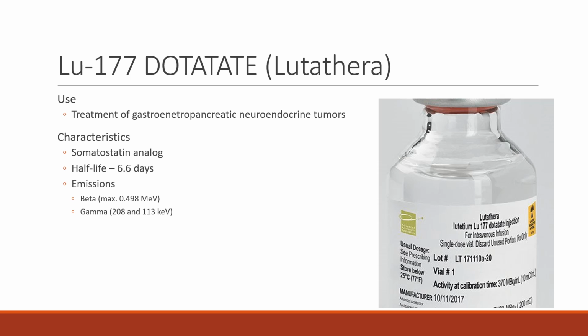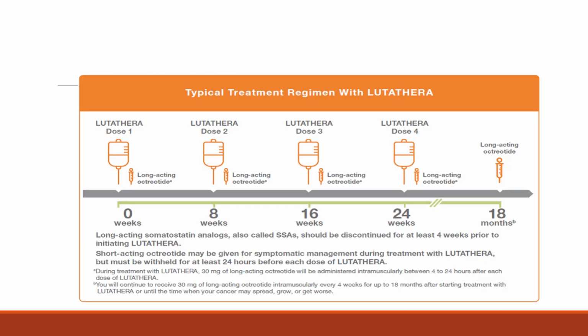So it has a half-life of 6 days. It's a somatostatin analog. You guys already know about Lutathera, I think. This is the treatment plan for it. 8 weeks in between, and they get 4 doses. And then they're also placed on long-acting octreotide. That also helps to control it because it blocks the uptake, or it is a somatostatin analog. So that's helpful as well.